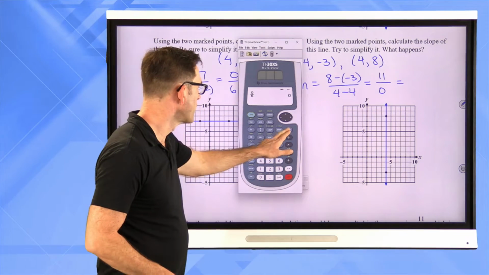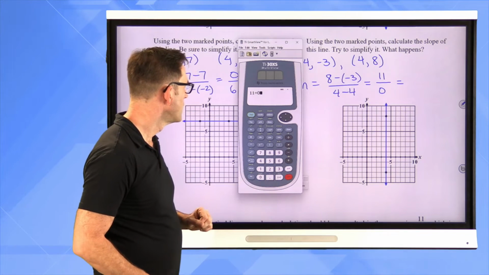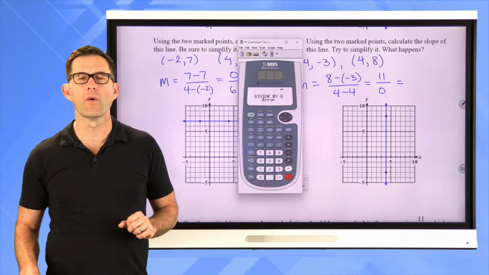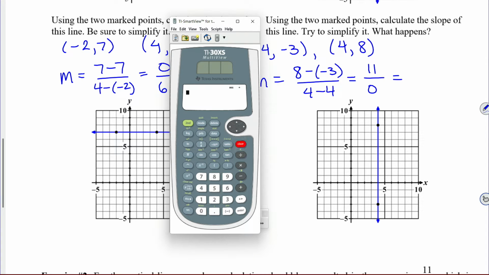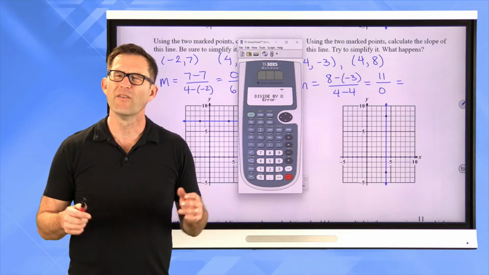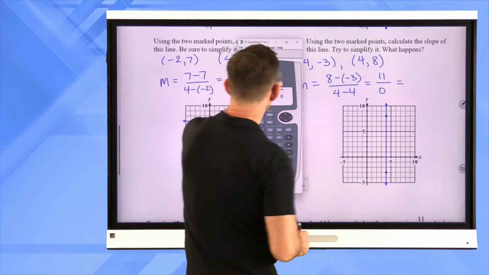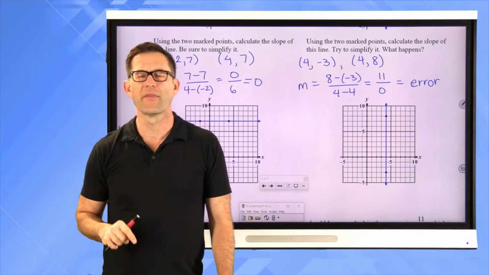Let's say that we ask our calculator exactly what 11 divided by 0 is. And it tells me divide by 0 error. Let's take a look at what happens if I try to put it in that fraction. If I say 11 over 0, and I hit enter, it also says divide by 0, which makes a lot of sense because the fraction bar is just the same as division. Divide by 0 error. So I'm just going to write down error here. Now, I'm not saying 11 divided by 0 is error, but we're going to talk about that a little bit.